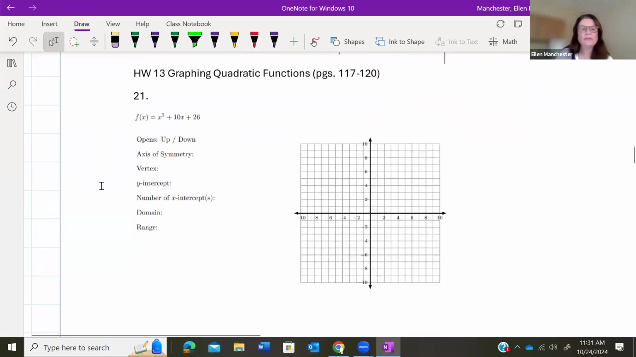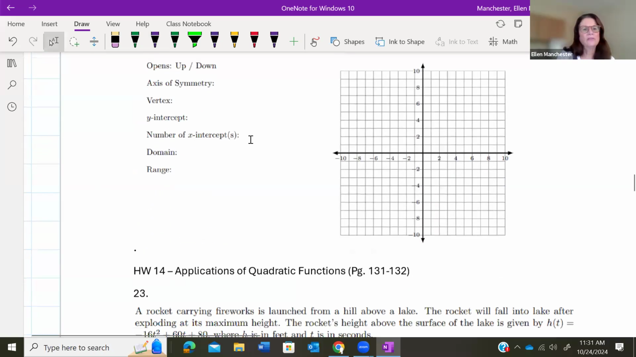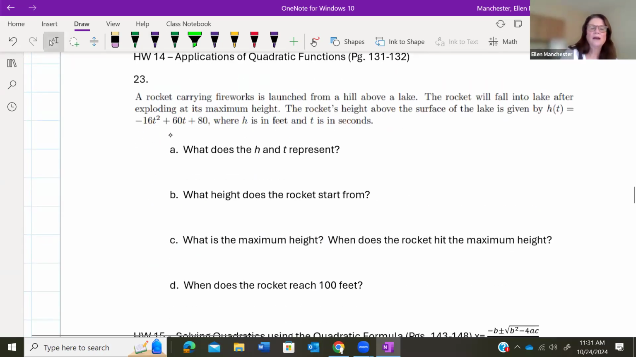And then homework 13, this is what I was talking about. See, it says number of x-intercepts, 1, 2, or 0, 1, or 2. But everything else is the same. Being able to find the vertex using the vertex formula, domain and range. So that's the only difference between what we did today and homework 13. Okay, and then same thing. And then 14, same thing. Looking at a word problem. This is homework 14, just the application. So notice what your variables represent. H is the height in feet, and the t is the time in seconds.